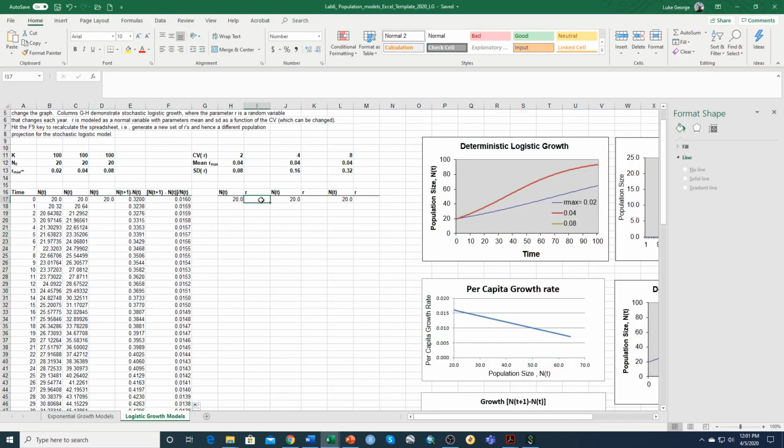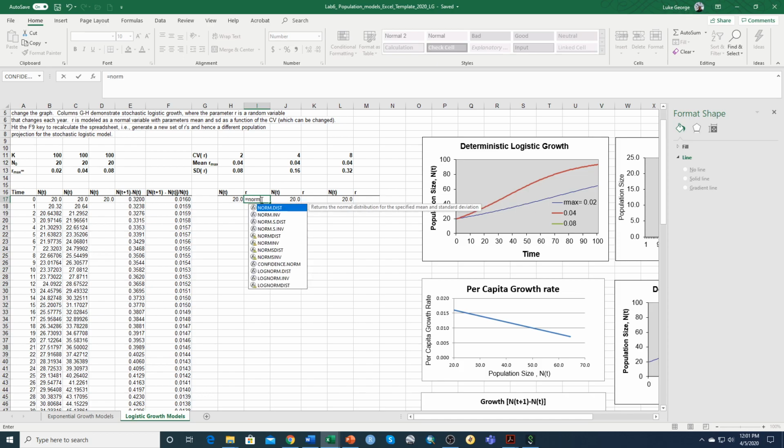Okay, so let's go to our template and see how we do that. First thing we have to do is calculate our random value for r. So we're going to do the norm.inv function. And the first thing we have to give it is the random number, and then tell it what the mean is going to be.